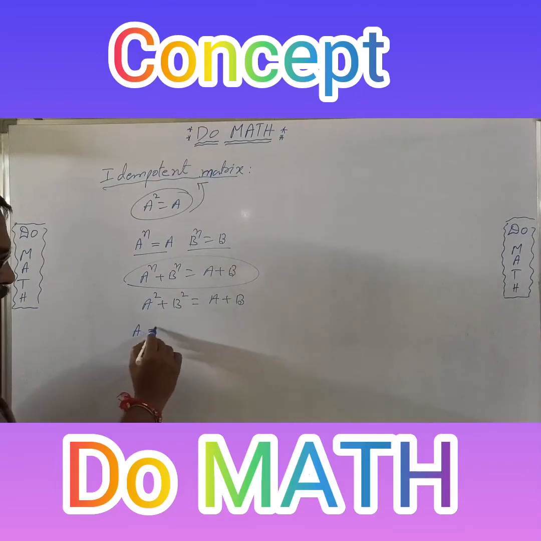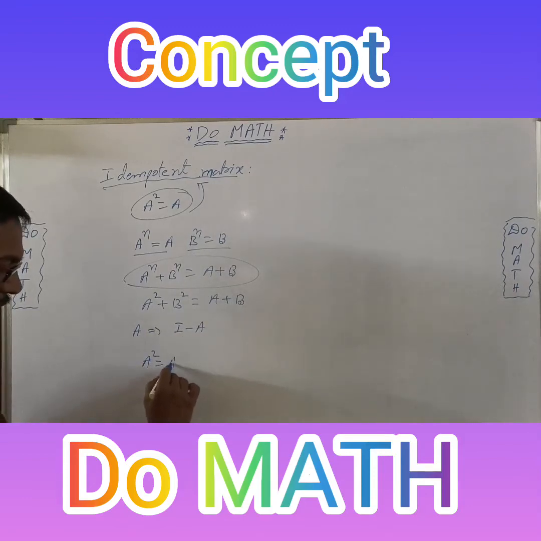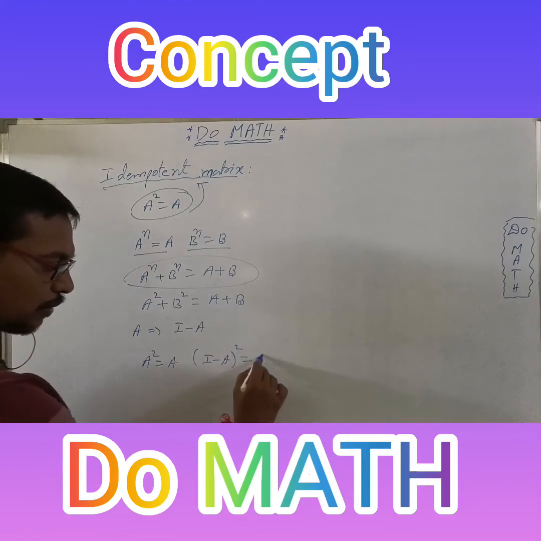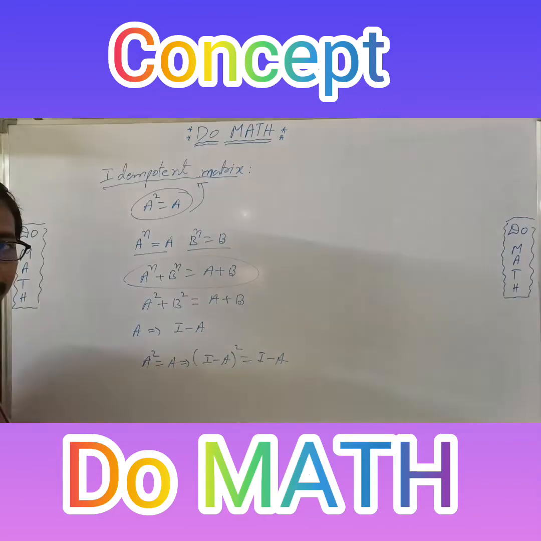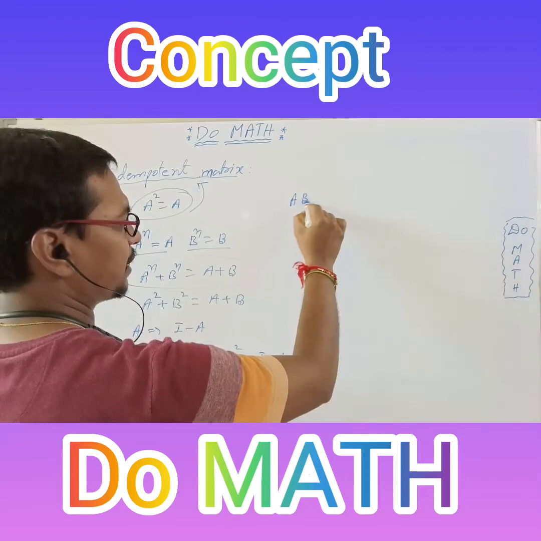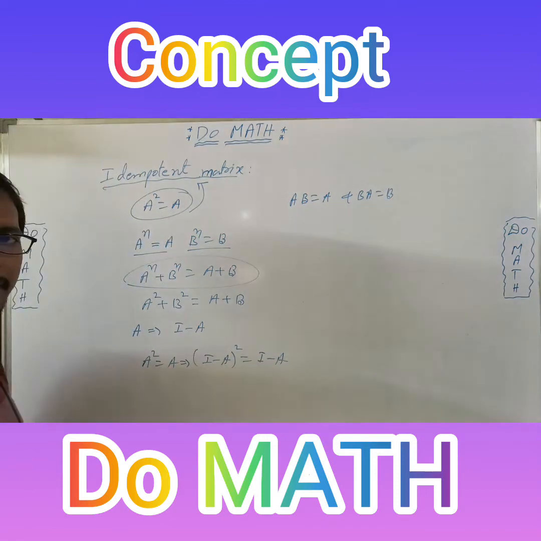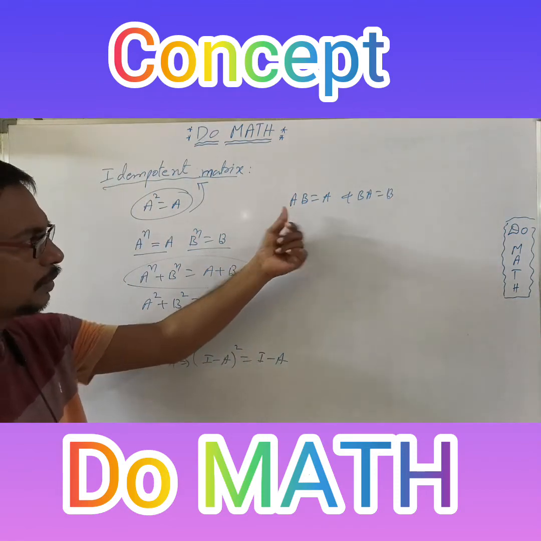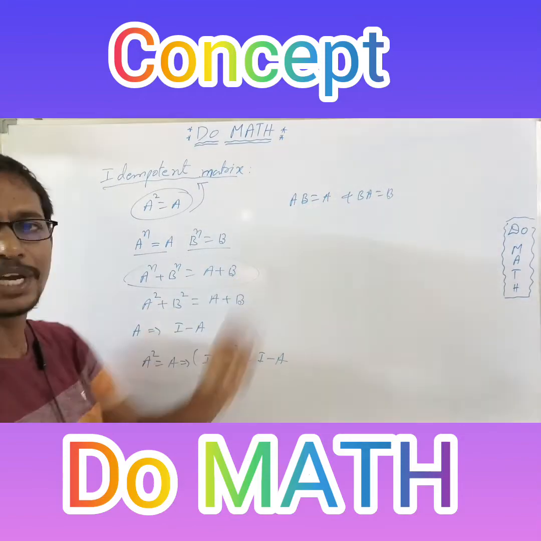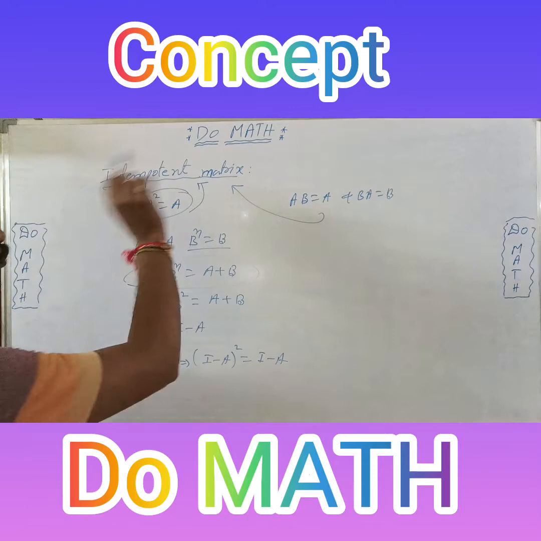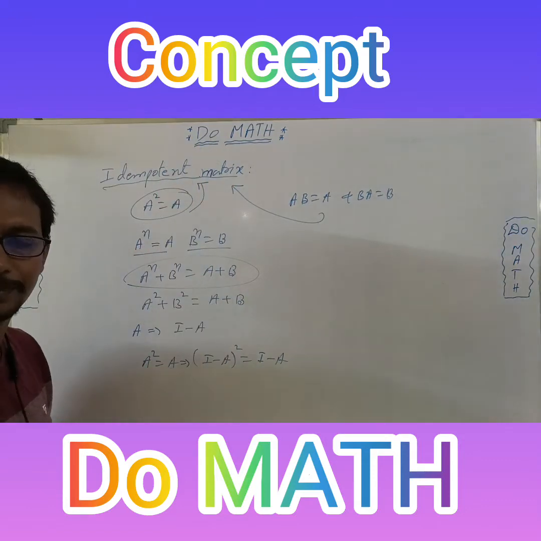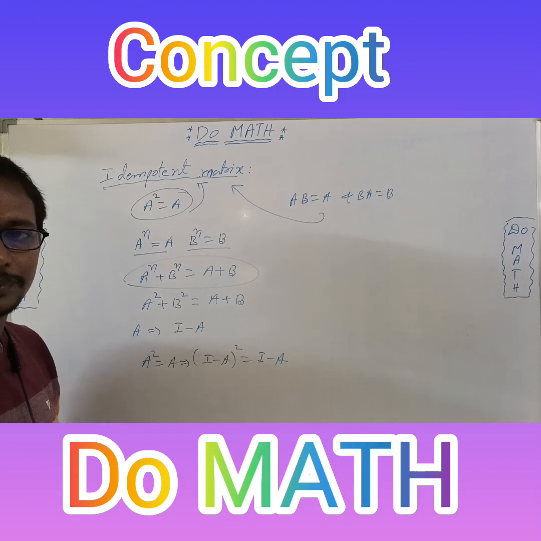If A is an idempotent matrix, then I minus A is also an idempotent matrix. That means if A square equals A, then I minus A whole square equals I minus A. So that is the property. These are some useful conditions. And if A, B are two square matrices of the same order, and AB equals A and BA equals B, then A, B should be idempotent matrices. That is one of the properties. Okay, and we can do the next.